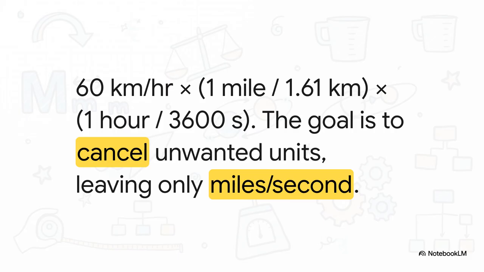We start with 60 kilometers per hour. Now we want to get rid of kilometers, right? So we multiply by a fraction that has kilometers on the bottom. In this case, 1 mile over 1.61 kilometers. And just like that, boom, the kilometers cancel out. We do the exact same thing for hours. We put 1 hour on the top to cancel the hours on the bottom and 3,600 seconds on the bottom. The hours just vanish. And look what we're left with. Exactly what we wanted, miles per second.